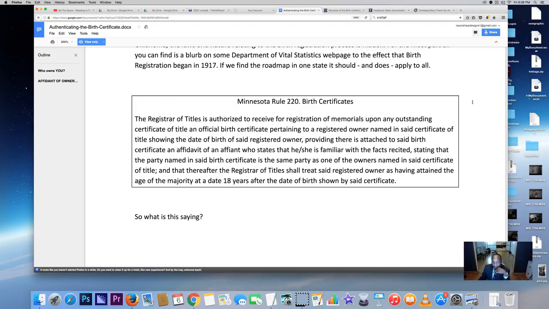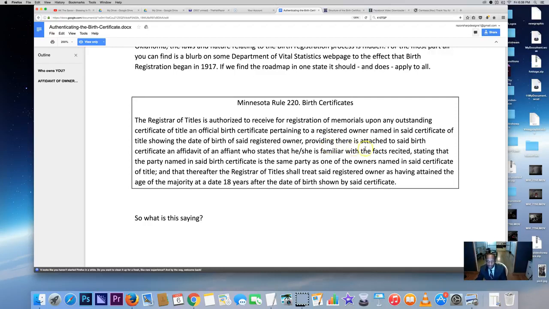Minnesota Rule 220, this is for birth certificates. The registrar of titles is authorized to receive for registration of memorials upon any outstanding certificate of title an official birth certificate pertaining to a registered owner named in said certificate of title showing the date of birth of said registered owner, providing there is attached to said birth certificate an affidavit of an affiant who states that he or she is familiar with the facts recited, stating that the party named in the said birth certificate is the same party as one of the owners of said certificate of title, and that thereafter the registrar of titles shall treat said registered owner as having attained the age of maturity at the date of 18 years after the date of birth shown on said certificate.